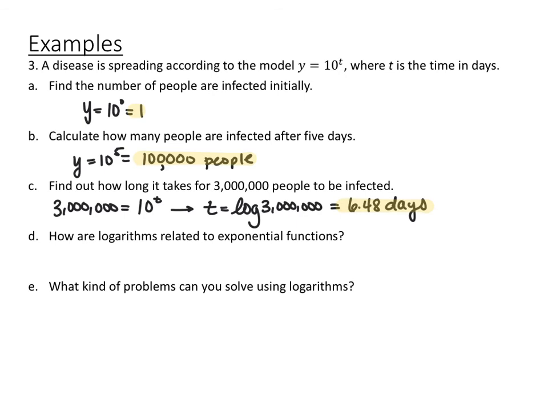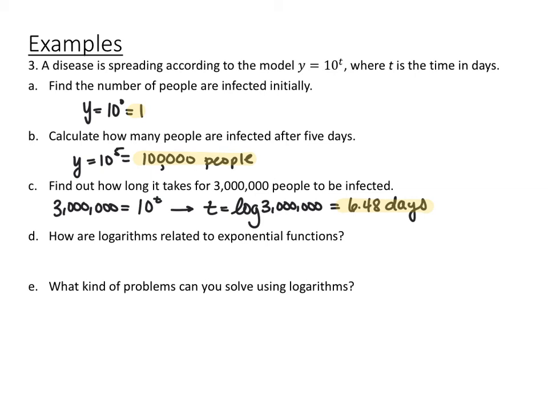So for the first one, initial value, that's plugging in 0 for time, so I plugged in 0 for t. You get 10 to the 0 power, which is 1, so 1 person was initially affected. The next one, how many people are infected after 5 days? Again, I plugged in 5 for t and got 10 to the 5th power, or 100,000 people.